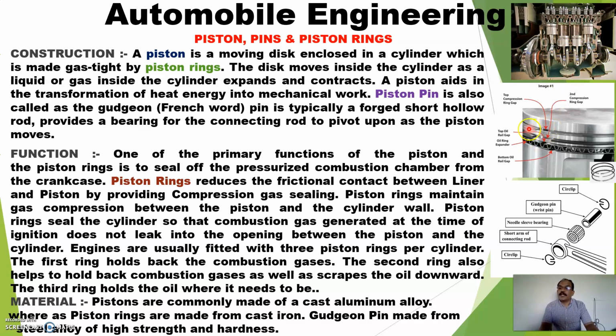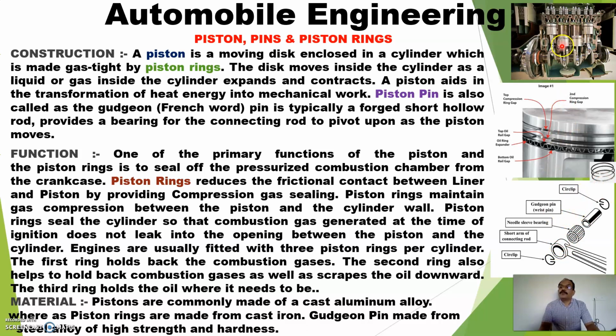It's a compression ring, second is also a compression and scrubbing ring, and third is the lubricating ring, where it provides lubrication to the moving piston of the engine. Then the piston pin, it is also called the gudgeon pin. It is a French word. What is the function of this gudgeon pin? It connects your piston with the connecting rod, and it gives movement.